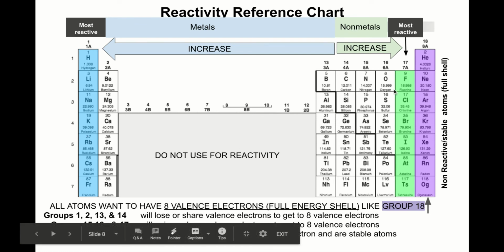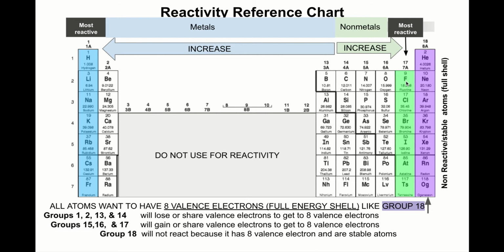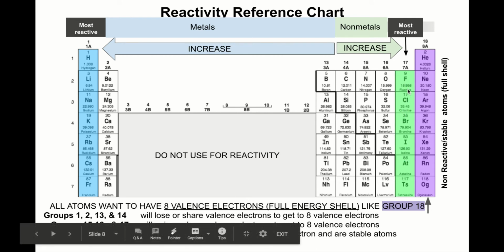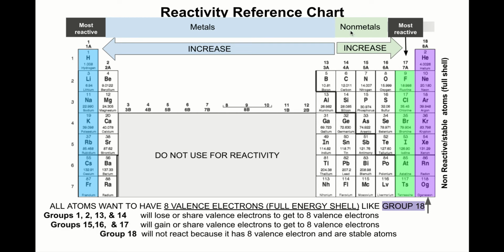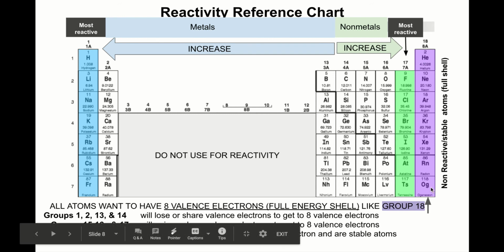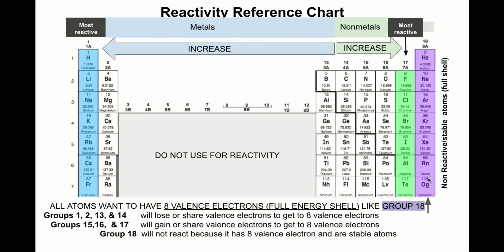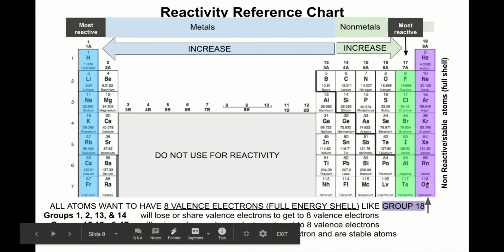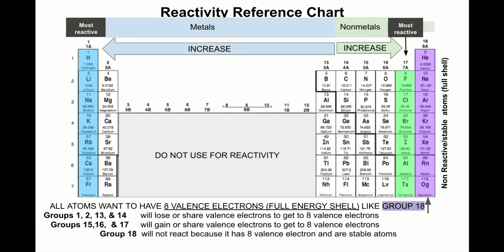Non-metals, okay? So group 17 is going to be our most reactive non-metals. And that's really important. So from left to right, reactivity increases. And again, that's when looking at non-metals. Group 18 are our non-reactive or our stable atoms. And it's because they're all full. So they cannot create bonds. They're going to keep their electrons. They're not going to share them with anybody.